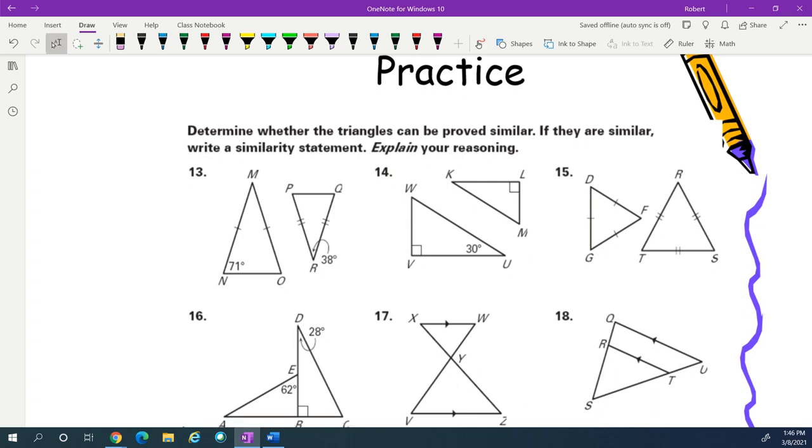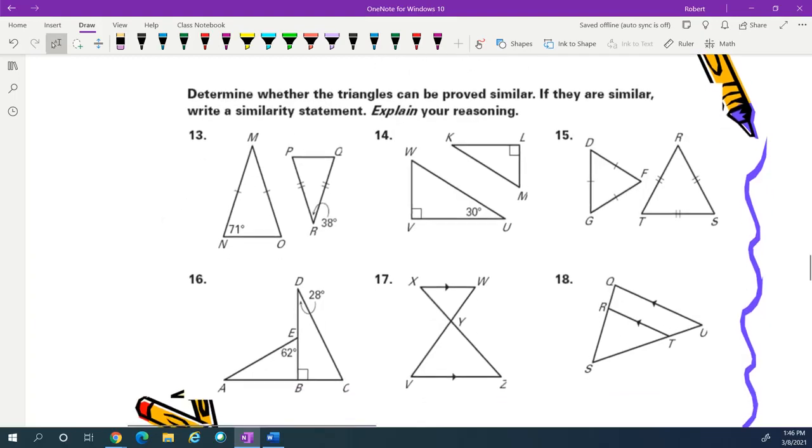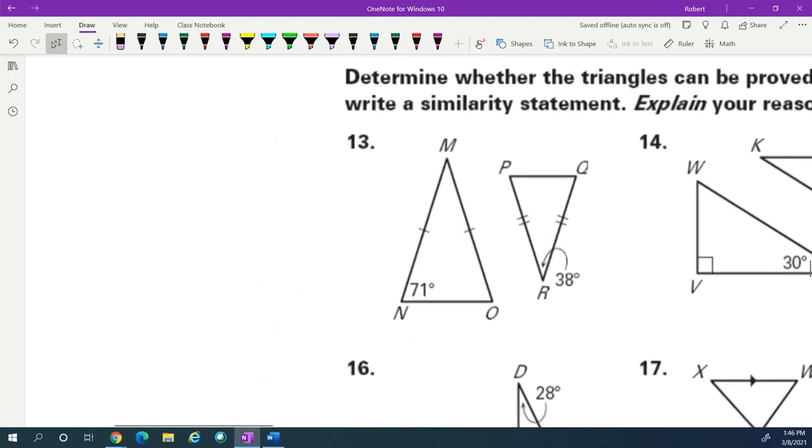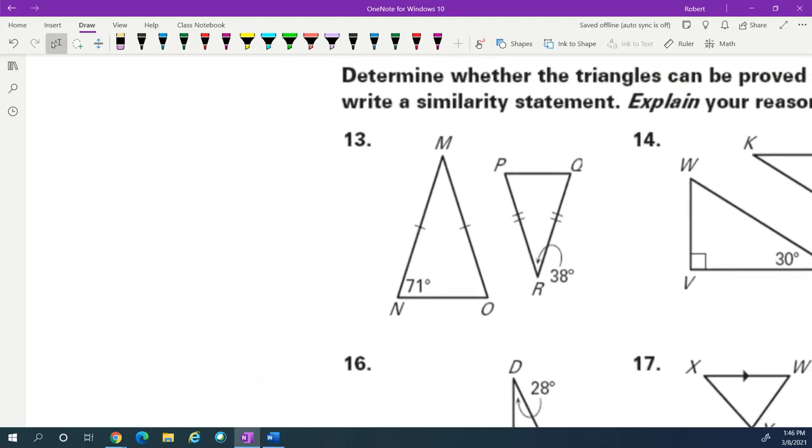We're asked to determine if those triangles are similar, and if they are, write a similarity statement and explain our reasoning. So, number 13. First of all, we're missing some angles, so we want to find those missing angles, or at least enough to know if these are similar.